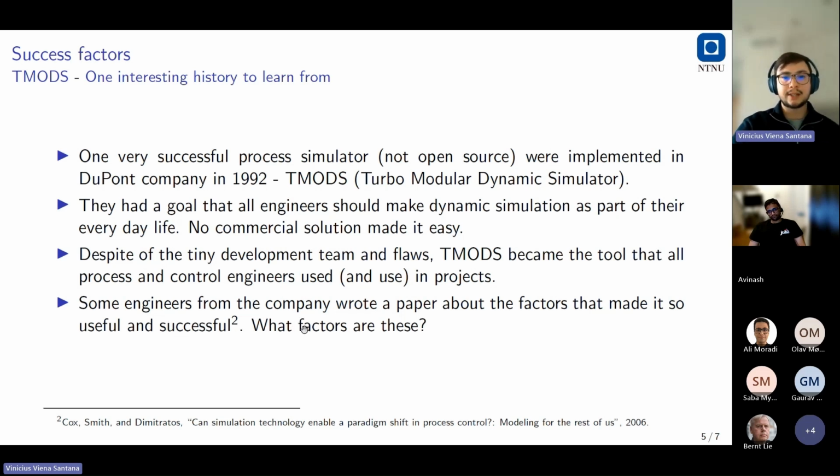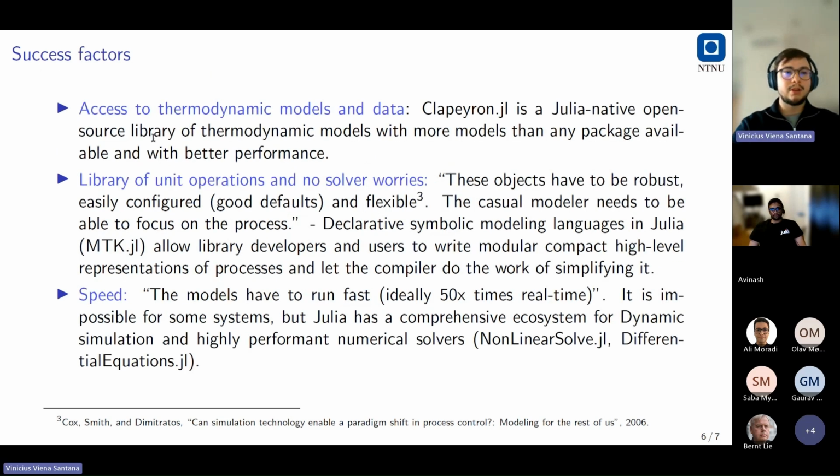So what factors are these? And how can we learn from these factors in order to try to build the next open source simulator of chemical processes? I brought some of the success factors they listed and how they could be incorporated or are already available in Julia. One key factor is access to thermodynamic models and data. In this sense, Julia has the Clapeyron.jl library, which is a Julia native open source library of thermodynamic models with more models than any package available so far and with great performance.